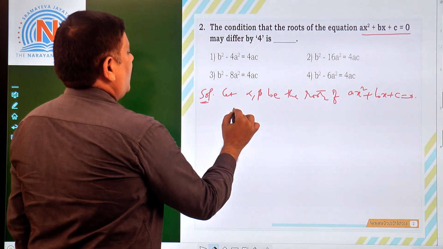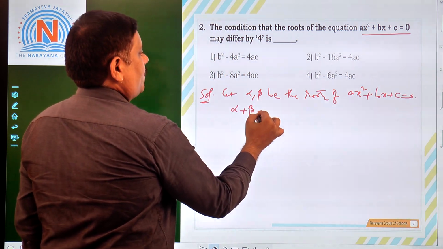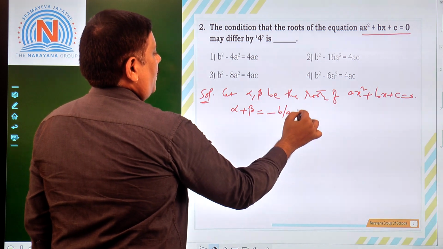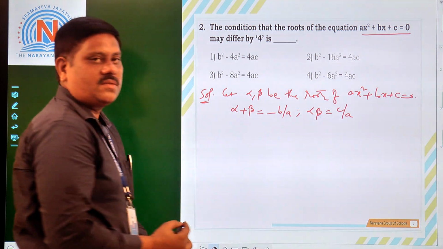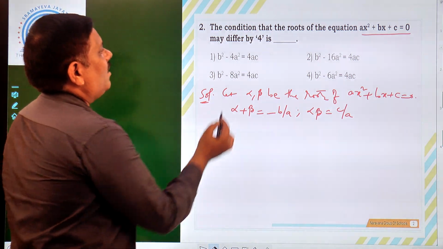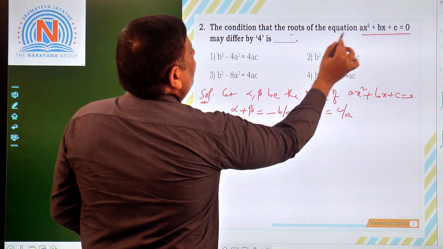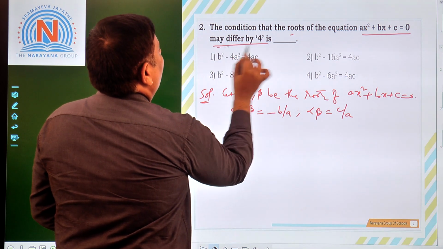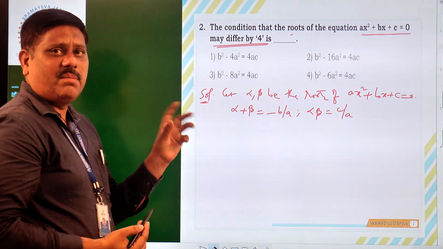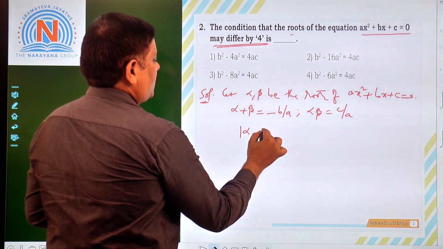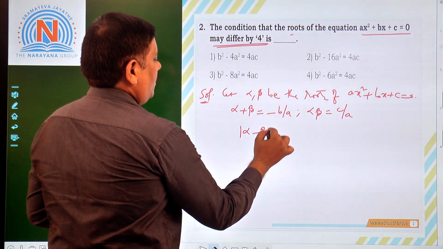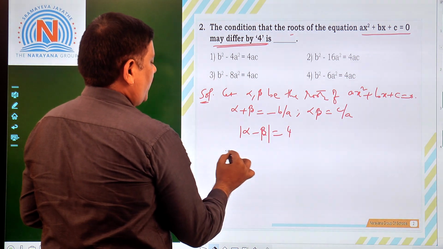So we all know that alpha plus beta is equal to minus b by a, and also we know that alpha beta is equal to c by a. That is the sum of the roots as well as the product of the roots. Now according to the question, the roots of the equation may differ by 4. Roots may differ by 4 means what? Mod alpha minus beta is equal to 4. That's what he is trying to say.